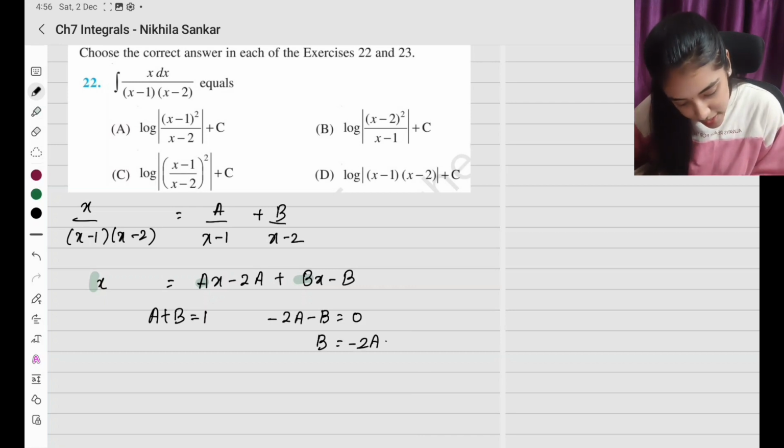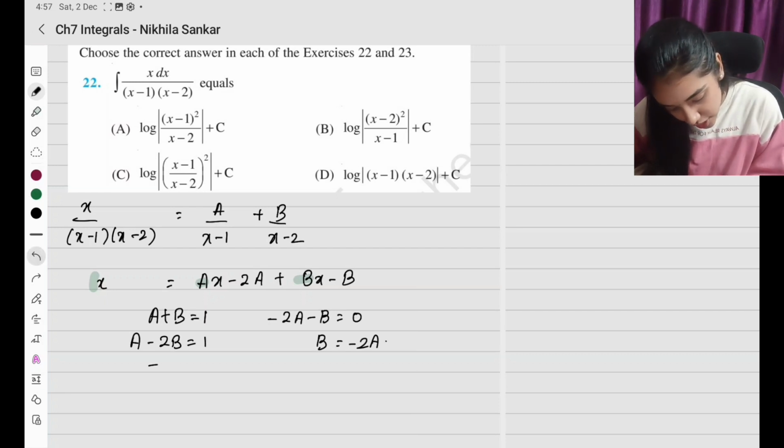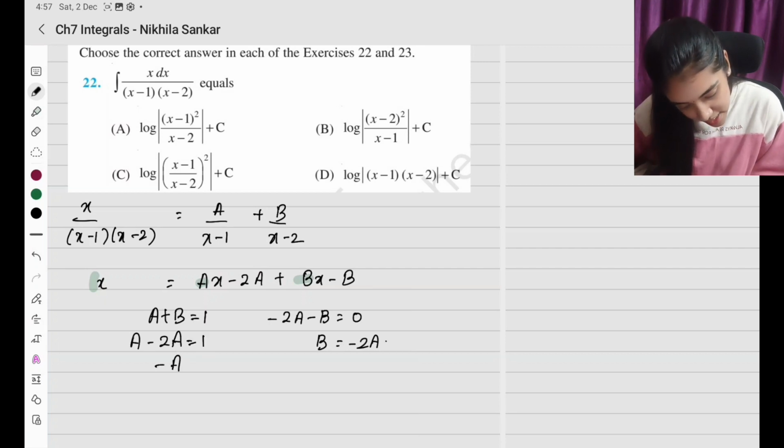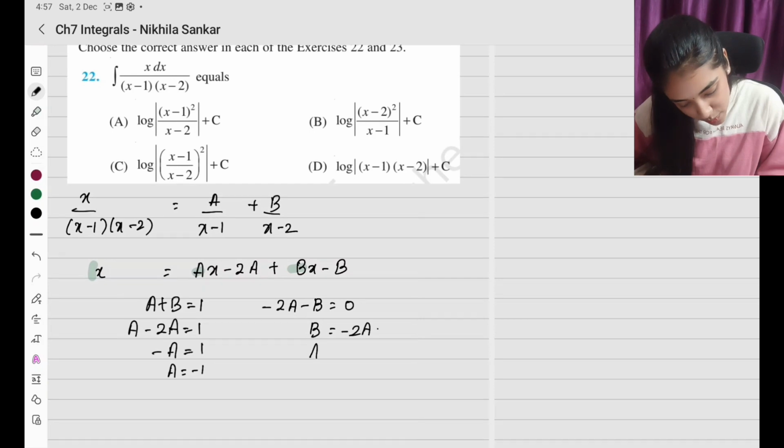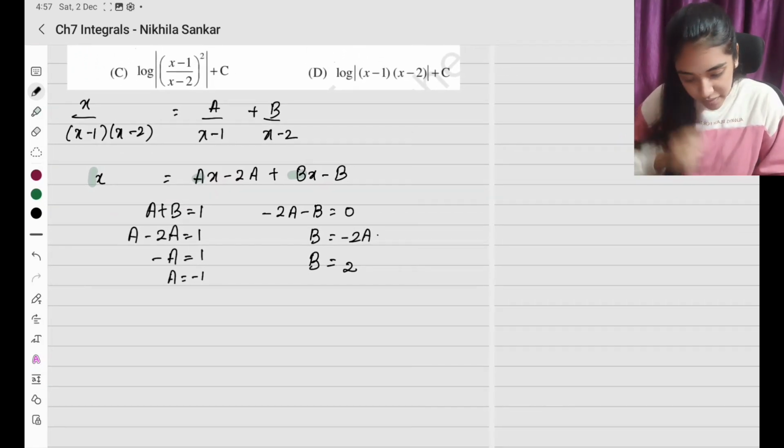So when I substitute that, a minus 2a equals 1. Minus a equals 1. So a equals minus 1. A equals minus 1, b equals minus 2 times minus 1, which is 2. So we found the a, b values. And I substitute it in the integral.